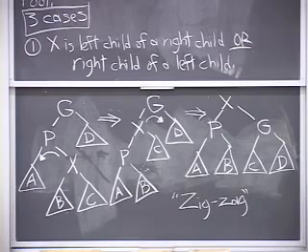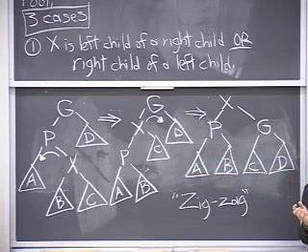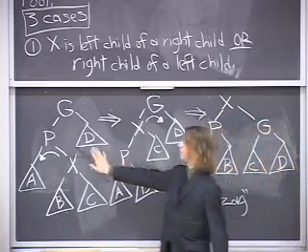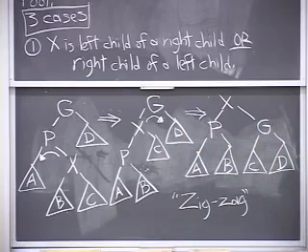Now, if you have the mirror image, like if instead of x being a right child of a left child, x were a left child of a right child, it would be the exact same sequence you see here, except in mirror image. So, take the mirror image of this tree, mirror image of this tree, mirror image of this tree, same operation, just in reverse. Any questions about the zigzag operation?